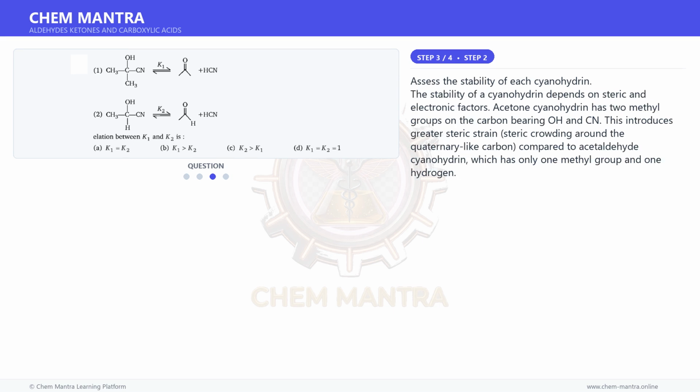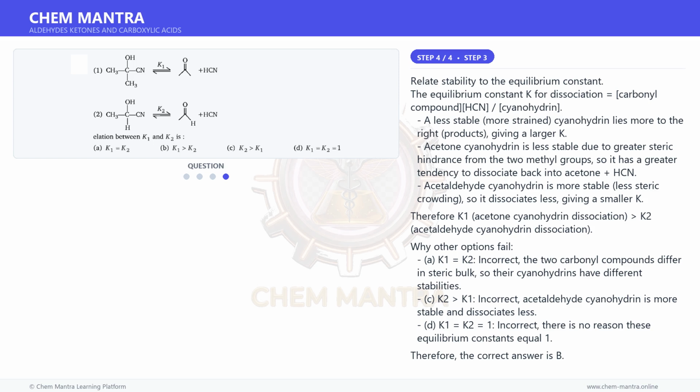Moving on to the next step. Assess the stability of each cyanohydrin. The stability of a cyanohydrin depends on steric and electronic factors. Acetone cyanohydrin has two methyl groups on the carbon bearing O and CN. This introduces greater steric strain, steric crowding around the quaternary-like carbon, compared to acetaldehyde cyanohydrin, which has only one methyl group and one hydrogen.